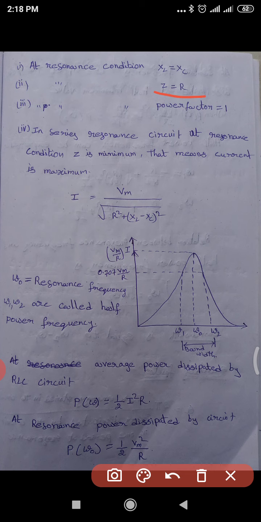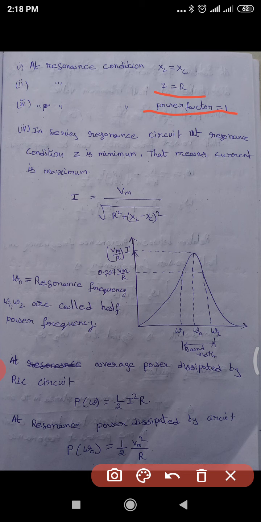If the circuit is purely resistive, what does it indicate? Then the power factor of the system is equal to 1. These are the important points we have to remember. Another important point is that in a series RLC circuit at resonance condition, the impedance is minimum. Impedance being minimum means indirectly the current is maximum. That means at resonance condition the current is maximum.